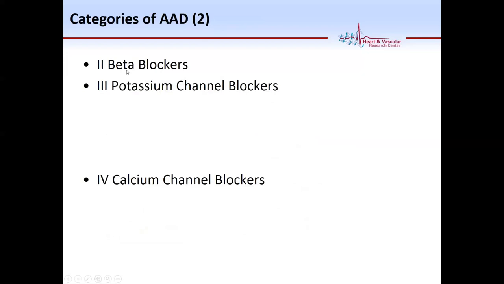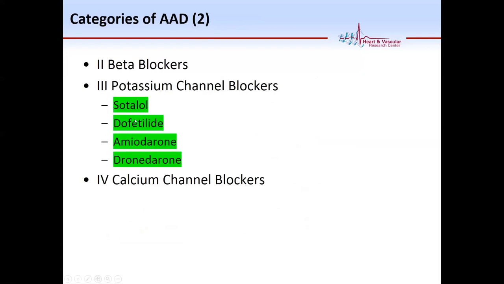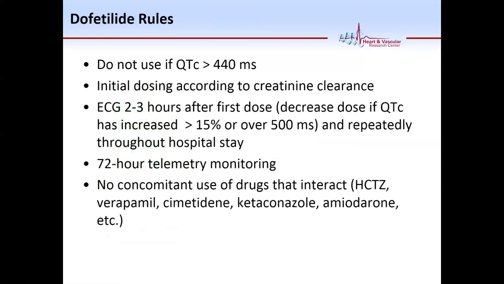Class 2 drugs are beta blockers. Class 3 are potassium channel blockers, sotalol, dofetilide, amiodarone, dronedarone, and these are also useful at controlling rhythm for your atrial fibrillation patients. And the class 4 drugs are the calcium channel blockers we discussed.